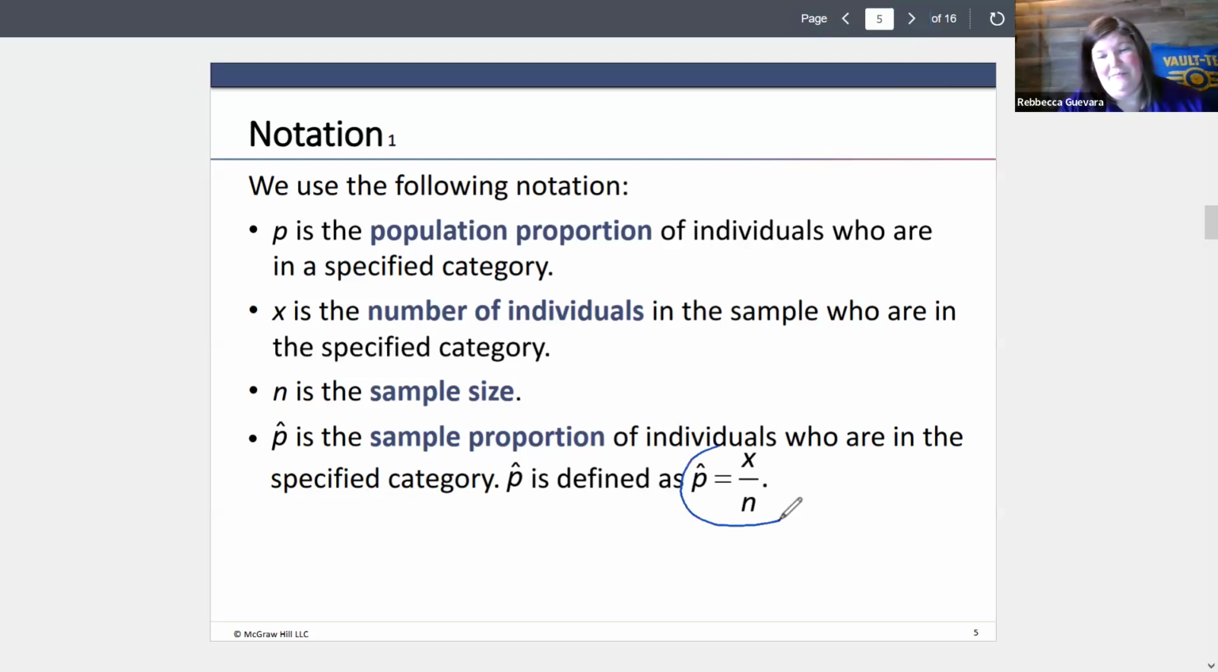Sorry, I was trying to grab my writing tool here. And as we saw before, if I want to figure out what P hat is, then I just take the number of people who are in my category and divide it by the total sample size. Okay, so like I said, just a little notation to get out of the way.